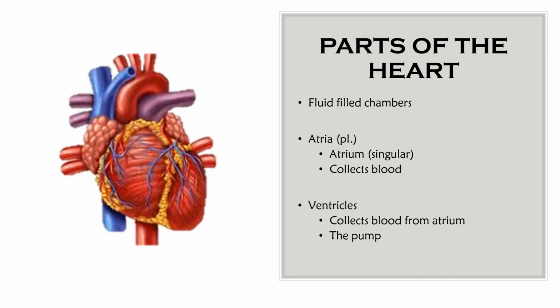The ventricle is collecting blood from the atrium. The ventricle is the pump. So think of the atrium as the sink. All the blood is being collected by the atrium, it's being sent to the ventricle, and the ventricle is pumping that blood out through the systemic arch to the rest of the body.